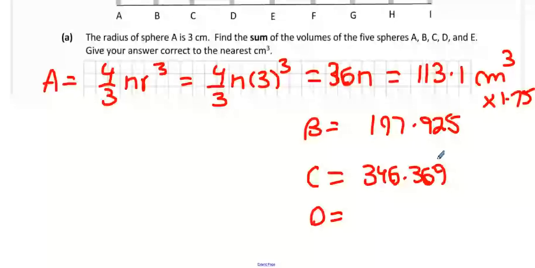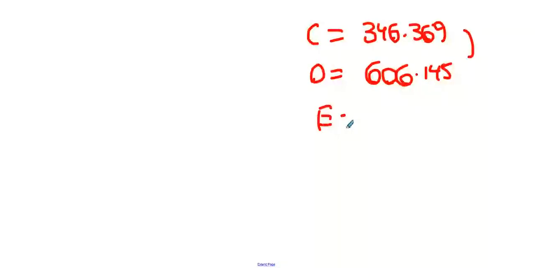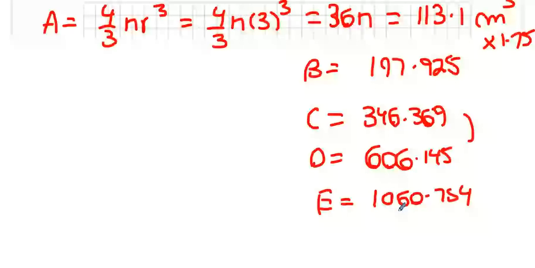You're multiplying it by 1.75 each time. So what's the next one? Formula, volume of a sphere. Multiply by another 1.75. 145, yeah. Multiply by another 1.75, please. 1060.754, excellent. And another 1.75, I believe. Oh, no. Add them all up to get a total, please. So you're adding up all of them combined.